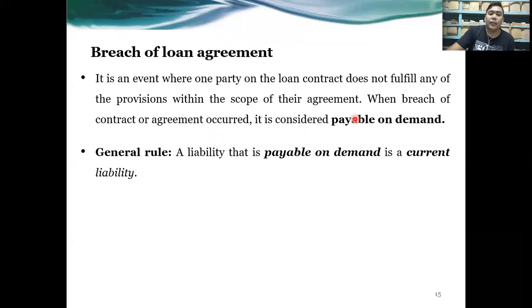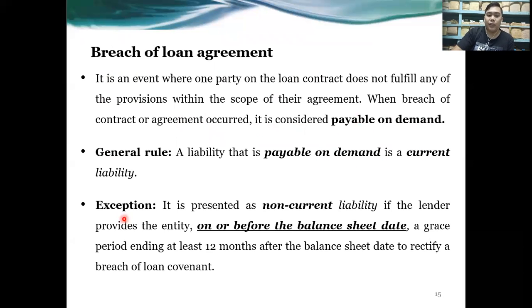Okay, a liability that is payable on demand is a current liability. Pero may exceptions naman. It is presented as non-current if ang creditor provides the entity on or before the balance sheet date a grace period ending at least 12 months after the balance sheet date to rectify a breach of loan covenant. For example, naluoy siya sa akon, nambal niya, sige, palampasan ko na lang. So, bayaran ko na lang after 2 years, kaysa 10 years, imuon ko na lang 2 years. So, considered mo man siya as non-current.